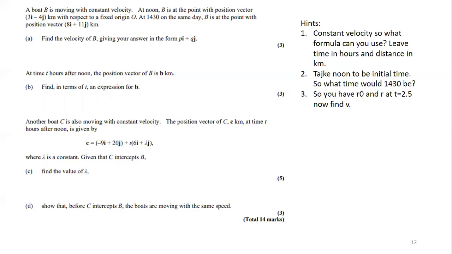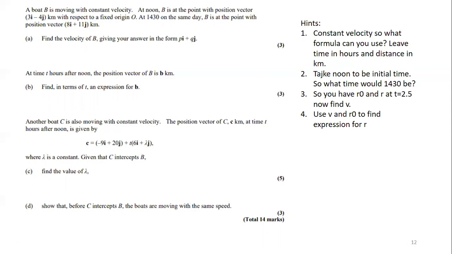Then part B, it says find the position vector of B. So we use that same formula again, but this time we have v and we still have r naught. So just putting those things together. So that's an easy 3 marks.